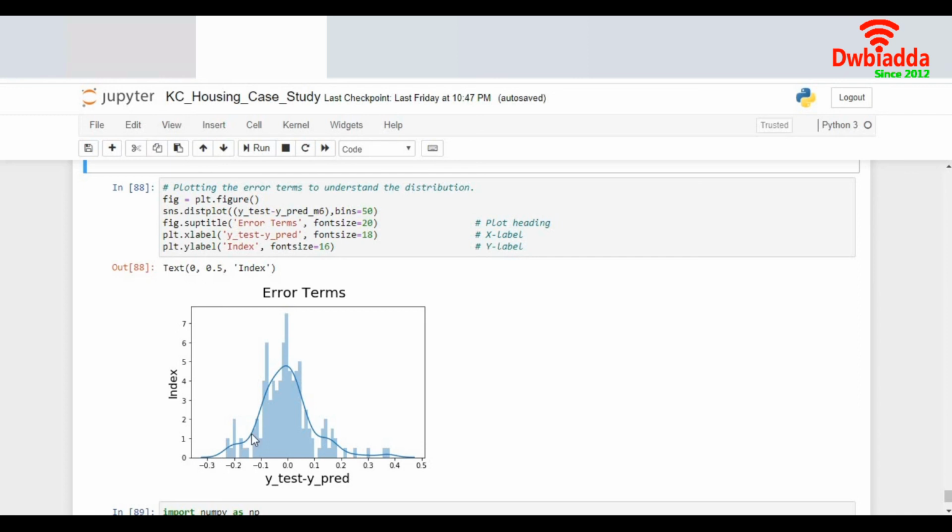So I see a normalized curve of the error terms, and I can conclude based on this that the model which I have developed is doing good and I can finalize on this model.